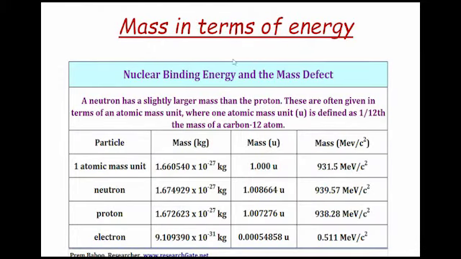So this table, mass in terms of energy table, will give you the mass of different particles, that is proton, neutron and electron in terms of kilogram, U and in MeV by c square. So atomic mass unit, we know that 1.660 into 10 raised to minus 27 kg is exactly 1 U. The energy corresponding to that mass is equal to 931.5 MeV, and this mass can be expressed as 931.5 MeV by c square.